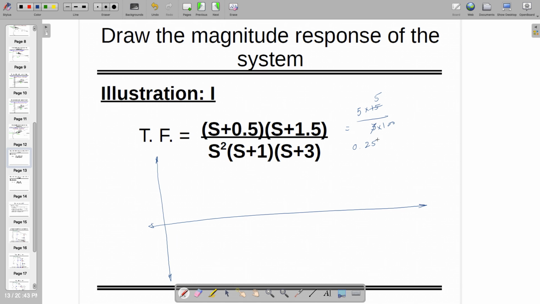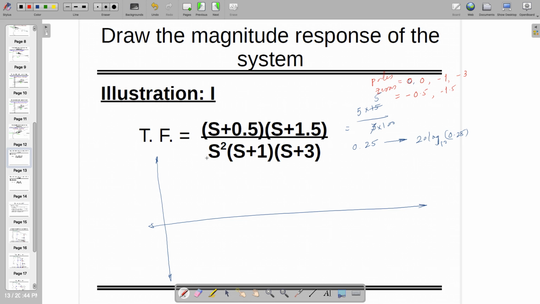It's 0.25. So K is 0.25 over here, and 20 log K needs to be found out for 0.25 in decibels. There are various poles and zeros: 2 poles available at the origin, and thereafter minus 0.5, minus 1, minus 1.5 and minus 3. All these are poles and all these are zeros. So you need to just draw that with the different frequency locations.